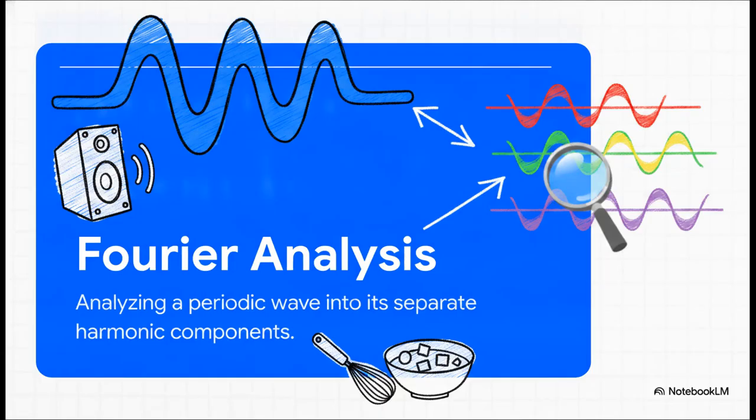The best way to think about it is like, well, imagine the complex wave is a fully baked cake. Fourier analysis is the mathematical procedure we use to reverse engineer the exact recipe of simple ingredients, those simple harmonic components that originally baked it. Literally every periodic sound you've ever heard in your entire life can be broken down into these basic mathematical ingredients.